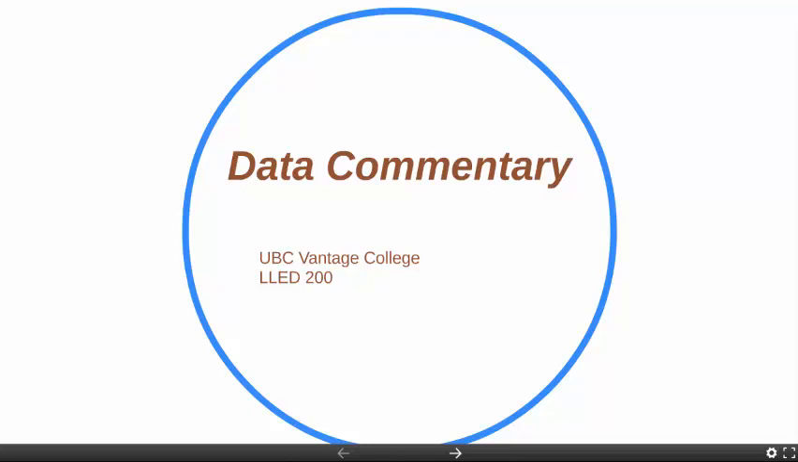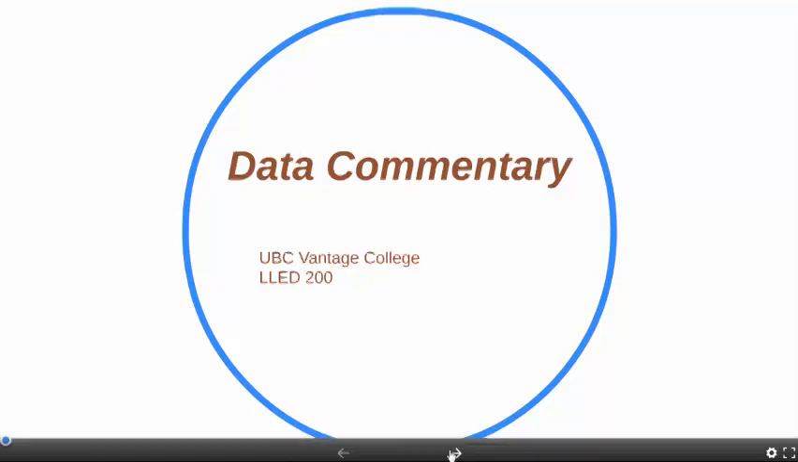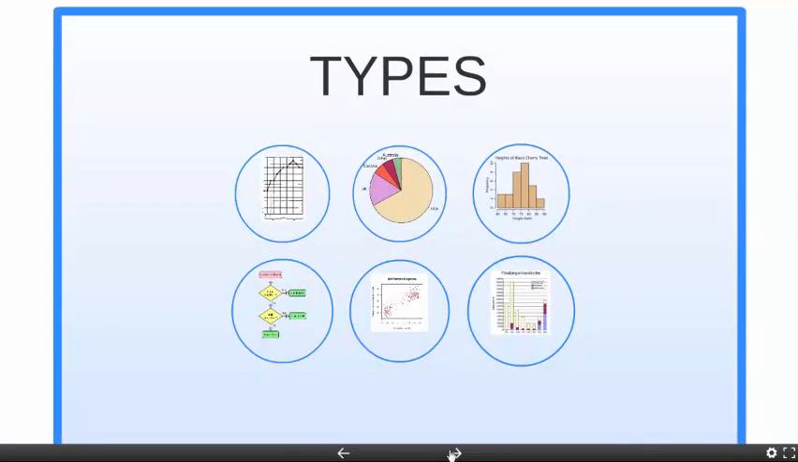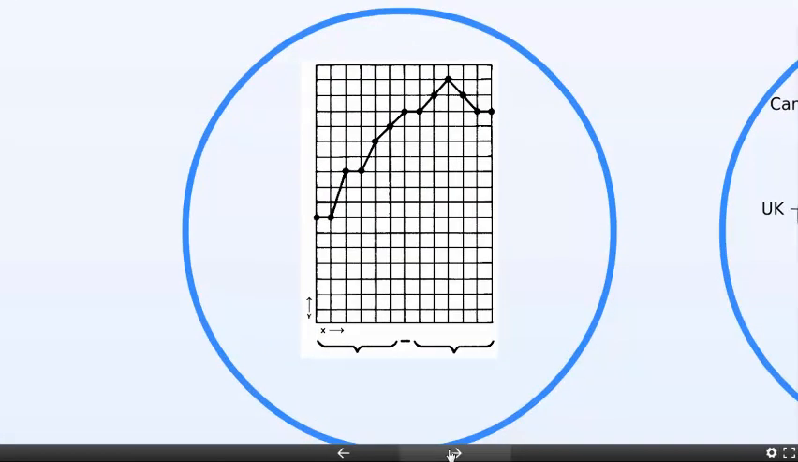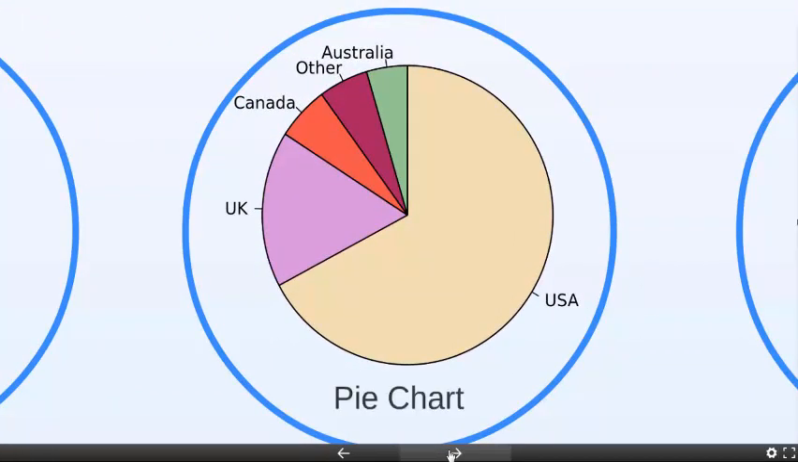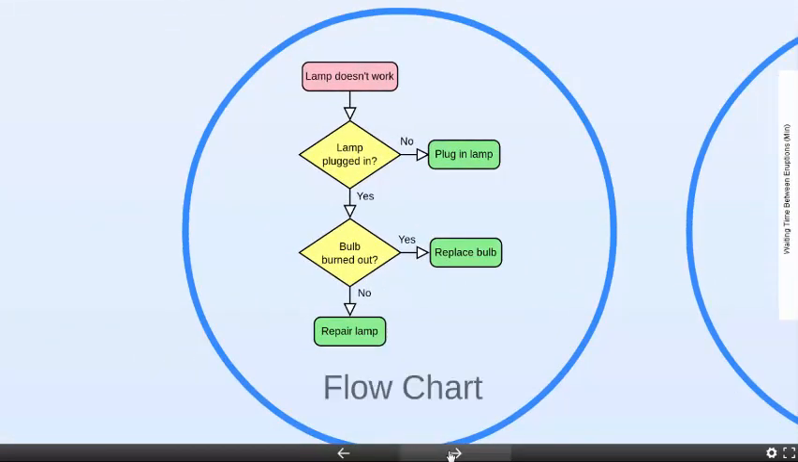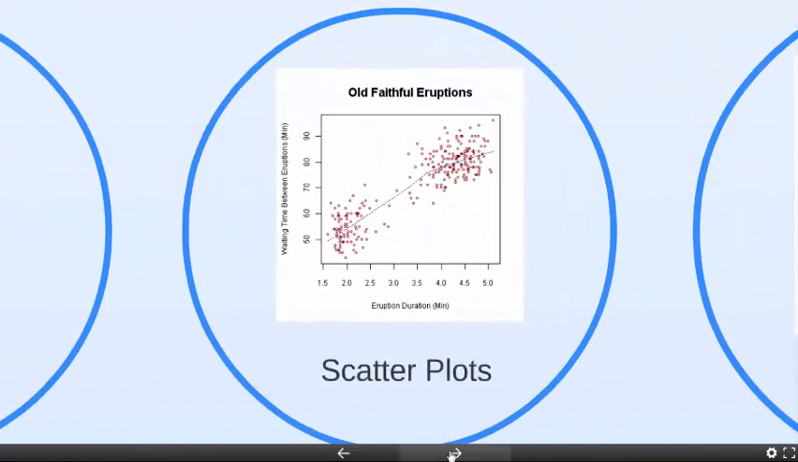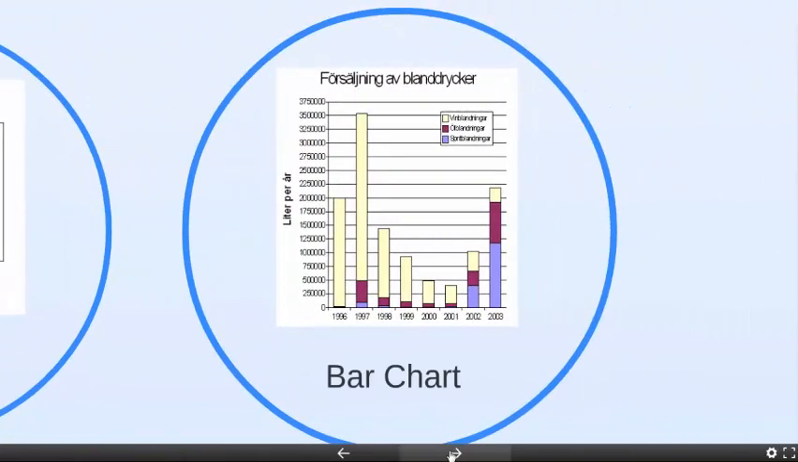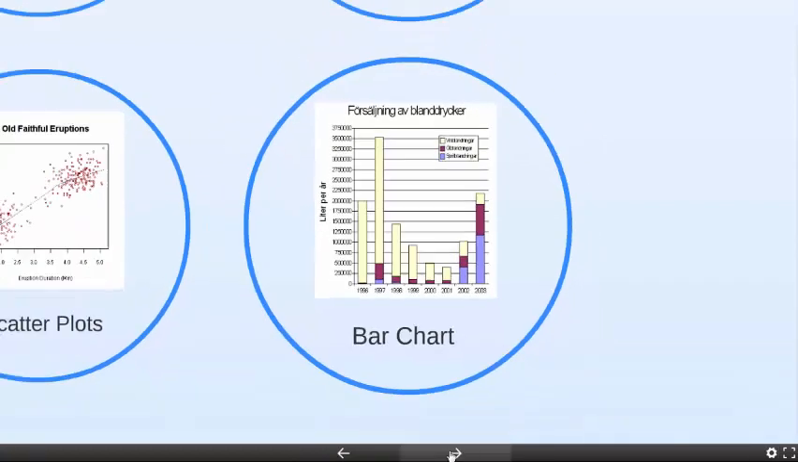This is an academic data commentary, so not to be confused with other types of data commentaries that you might have seen before for something like IELTS. You have lots of different types of data that you come across in arts and management. You might see data in line graphs. This is a pie chart, histograms, flowcharts. This is a scatter plot. Bar graphs or bar charts are quite common. You might have a different type of infographic.